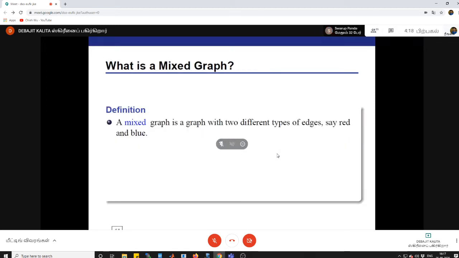Now, before we proceed, let's talk about what a mixed graph is. Usually in the literature, a mixed graph is a graph with two different types of edges, directed edges and undirected edges. But as long as we are discussing the adjacency matrix of a mixed graph, this direction is not that significant for us. That's why I just say a mixed graph is a graph with two different types of edges, say red edges and blue edges.